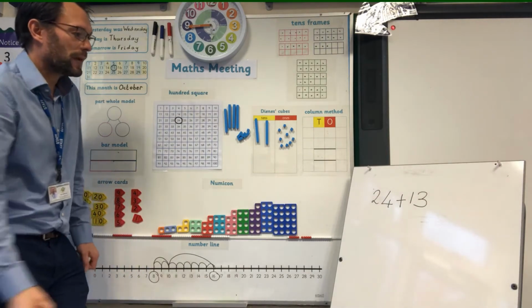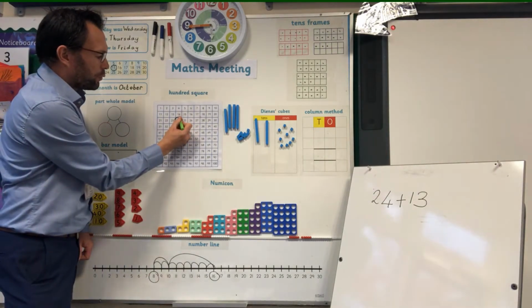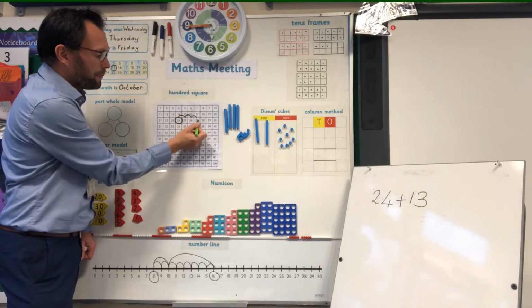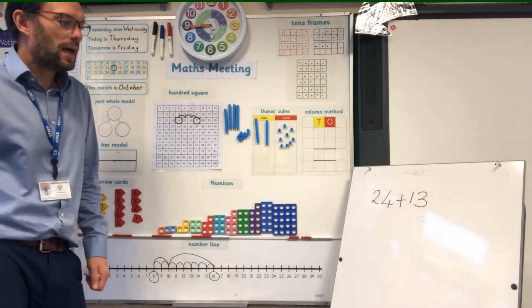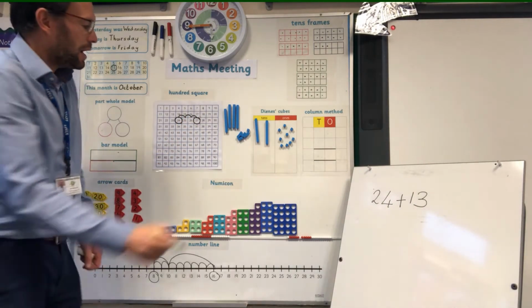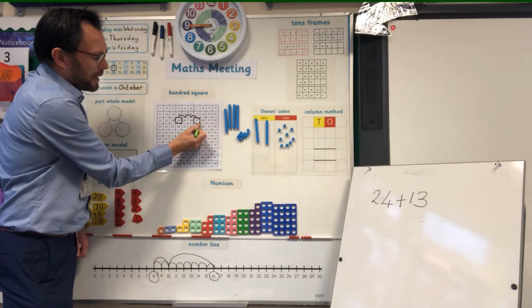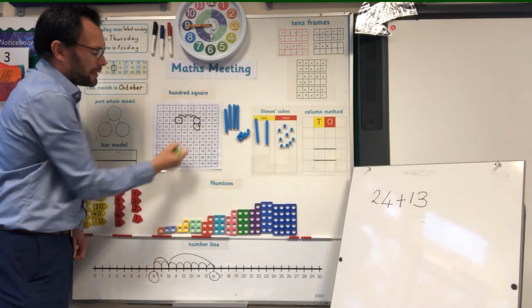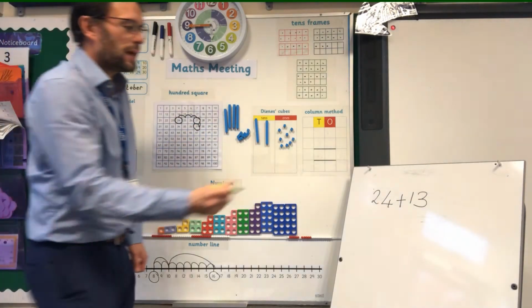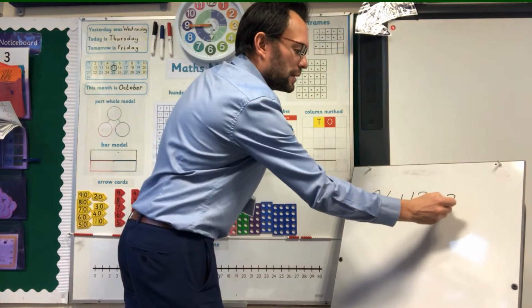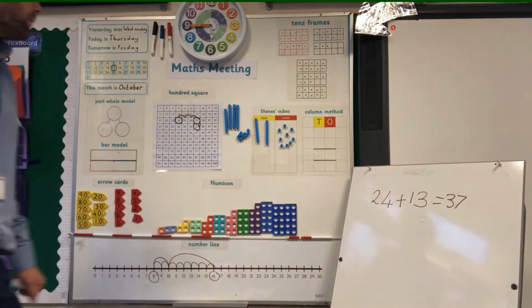And then we would add on 13 by adding on our 1s and adding on our 10s. So 13 has got 3 1s, so we would add on 1, 2, 3, which takes us to 27, and then we would add on 10. And we would add on 10 not by doing 10 jumps of 1, but by jumping down 1 jump of 10, and that would land on 37. So 24 add 13 is 37.